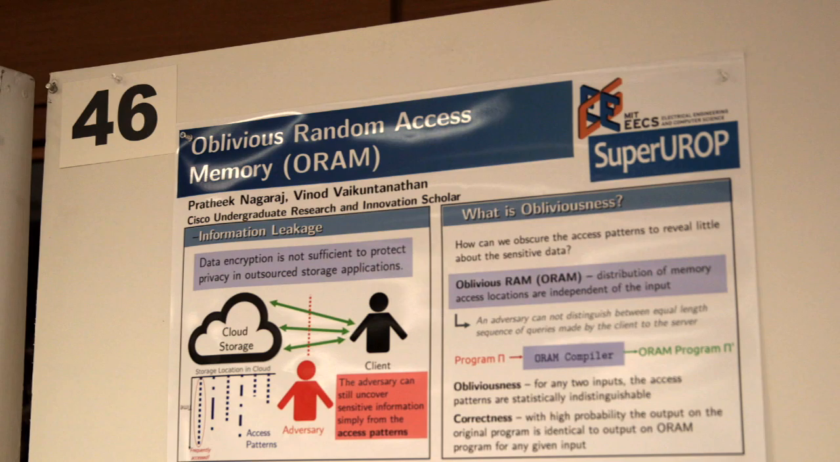So hello, my name is Pratheek Nagaraj, and today I'm going to be talking to you about Oblivious RAM, which is called ORAM. So we all use cloud storage solutions like Dropbox and Google Drive, and we often use encryption to try to obscure some of this information.